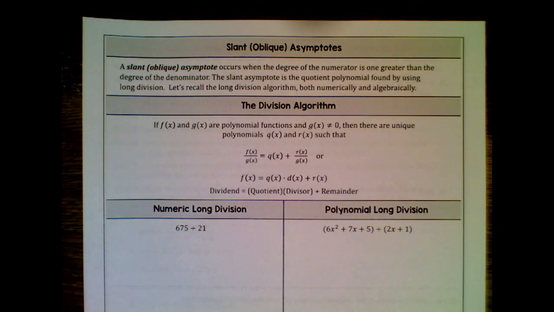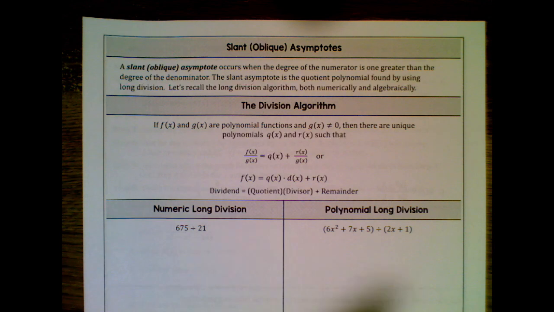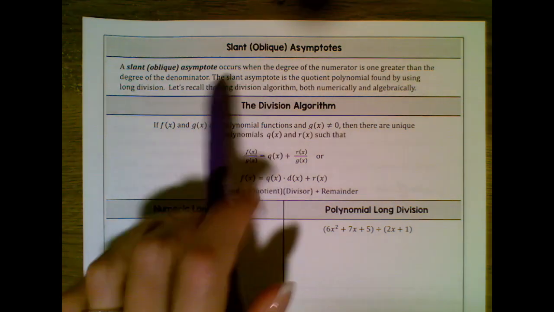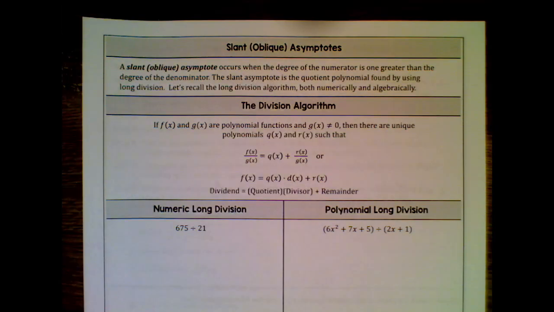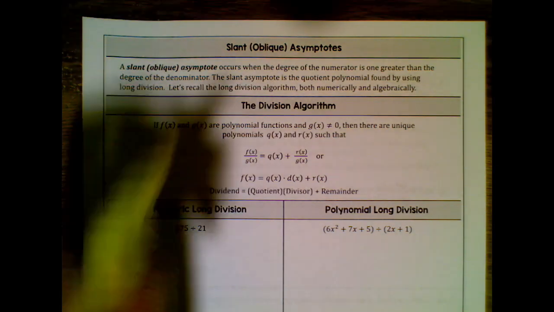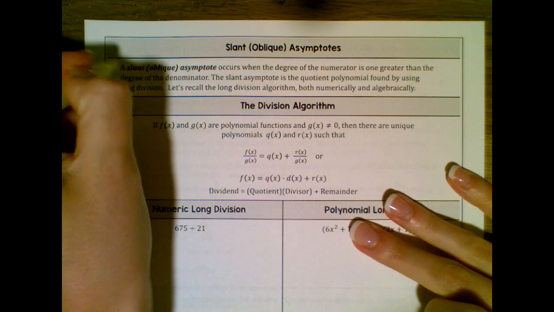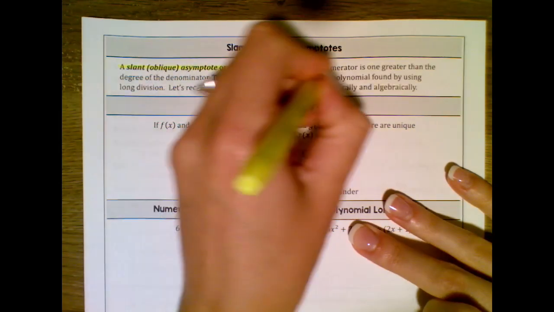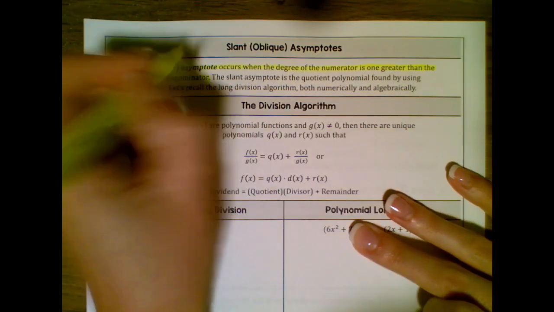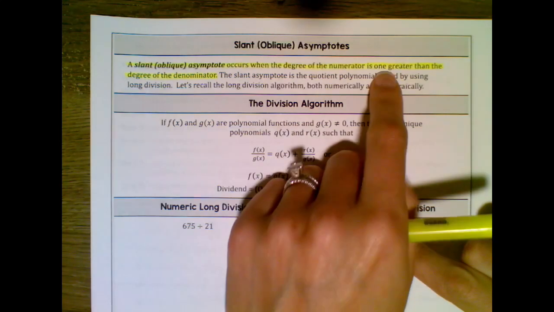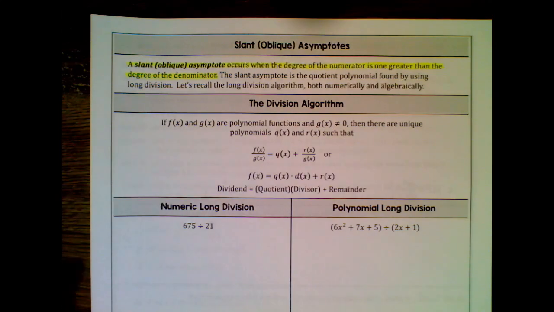Now we're going to discuss slant or oblique asymptotes. A slant or oblique asymptote occurs when the degree of the numerator is 1 degree greater than the degree of the denominator. We should remember that from previous lessons, but if not, I would highlight that and keep note of it. It has to be exactly 1 degree greater in the numerator than the denominator.